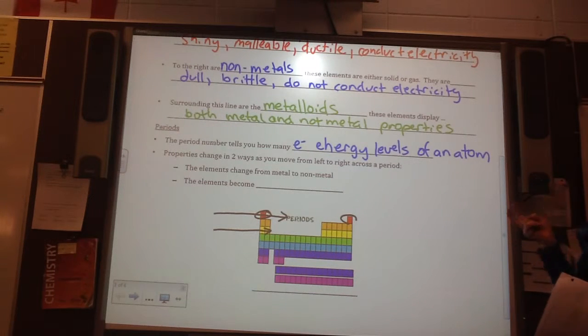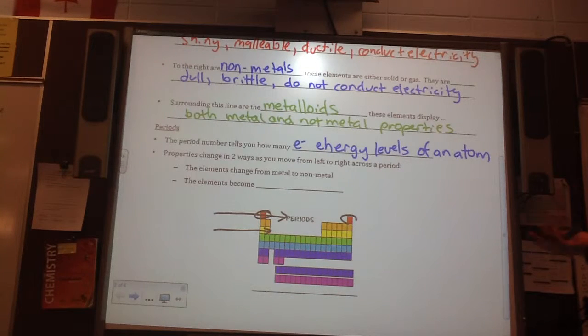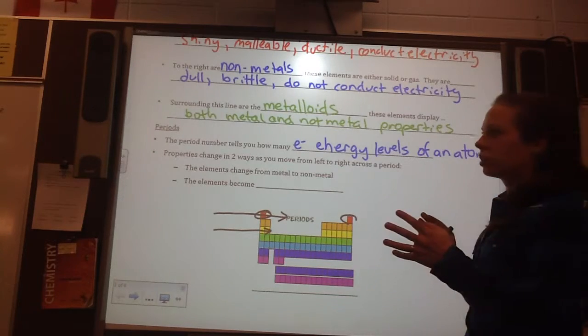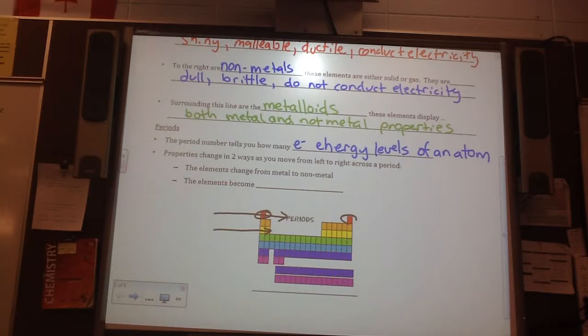Properties change in two ways as you move from the left to the right. The element changes from metal to non-metal once you pass the staircase. And what else happens? Reactive, non-reactive. Yeah, so which one is which? When you think about going from the left to the right, do I get more reactive or less reactive? Less. Less, very good. Yeah.